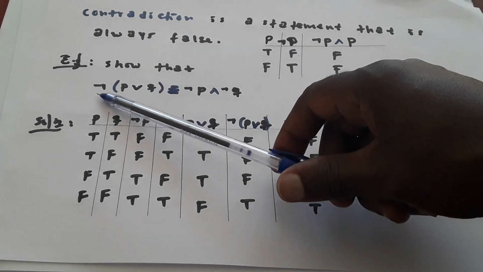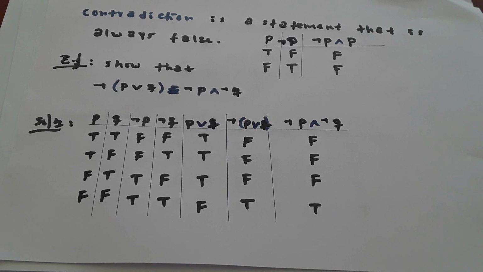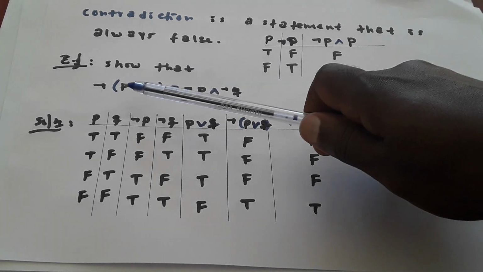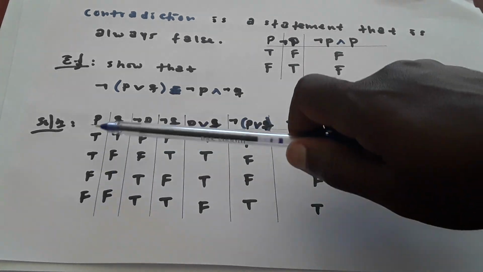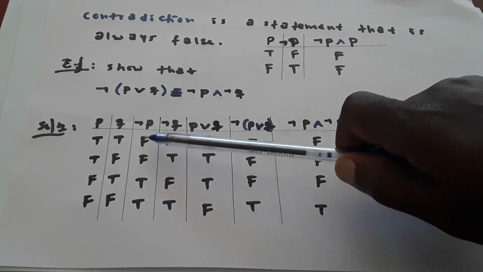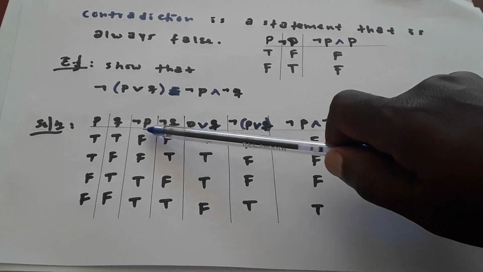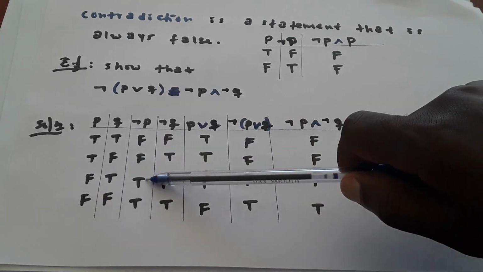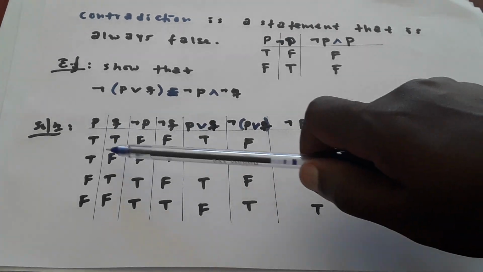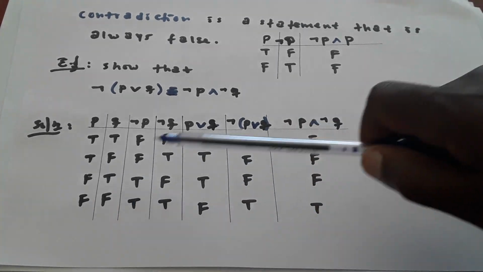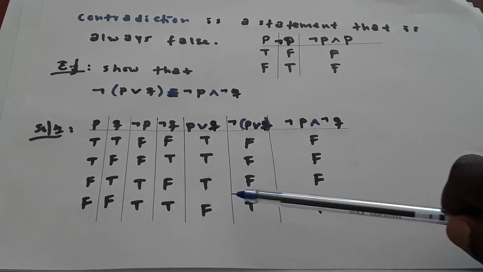Now, show that the negation of P or Q is logically equivalent to the negation of P and negation of Q. Here, for negation of P or Q, we have P and Q, two propositions, so four options: two true, two false, one true, one false, one true, one false. Just reshuffle the terms during the construction. Negation of Q is false, true, and so on. So P or Q is true or true is true, true or false is true, false or false is false. As against this, the negation is false, false, false, then true.